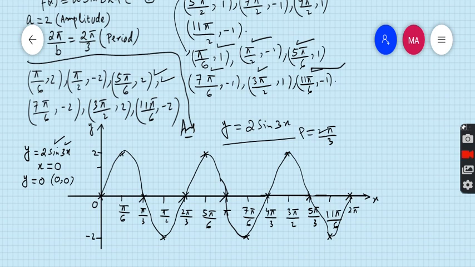Hope you understand today's class. This is our today's work, and in the next lecture we will do more parts from this question number 2.